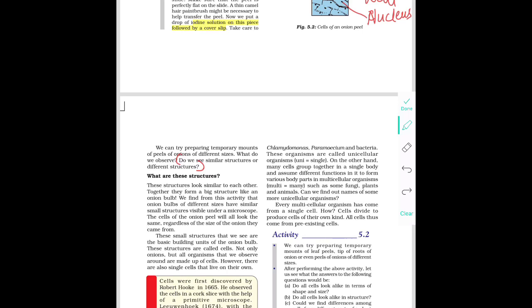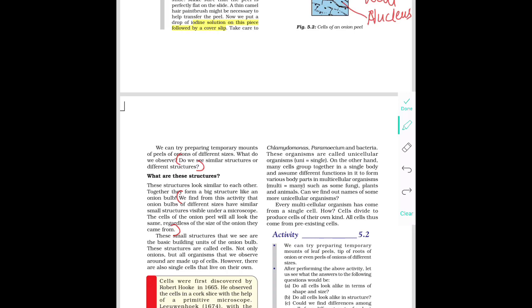We find from this activity that the onion bulbs of different sizes have similar small structures visible under a microscope. The cells of onion peel will all look the same regardless of the size of the onion they come from. So, did you understand what you observed under the microscope? These structures look similar to each other. Together they form a big structure like an onion bulb.